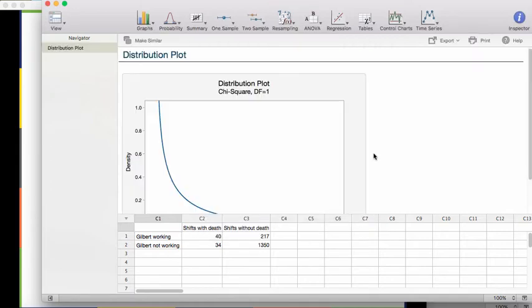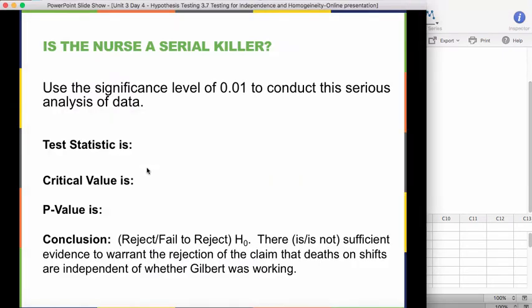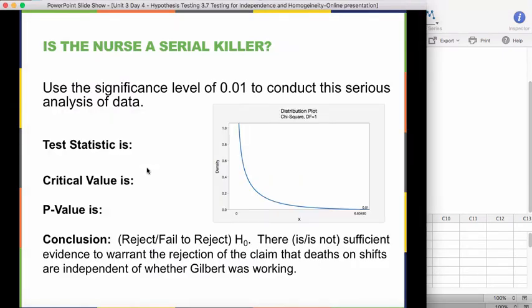Let's take a look. Over here, it tells us that our critical value is going to be 6.63490. So we're going to use that as our critical value that determines the region of rejection. And right here, the area under the curve to the right of this value is 0.01. Okay, so this is going back to PowerPoint. This is what we have summarized so far. The critical value is 6.63.